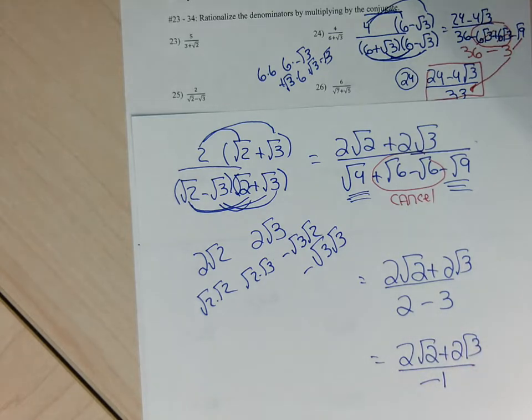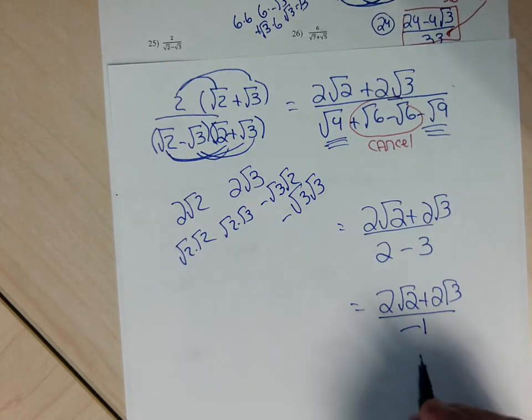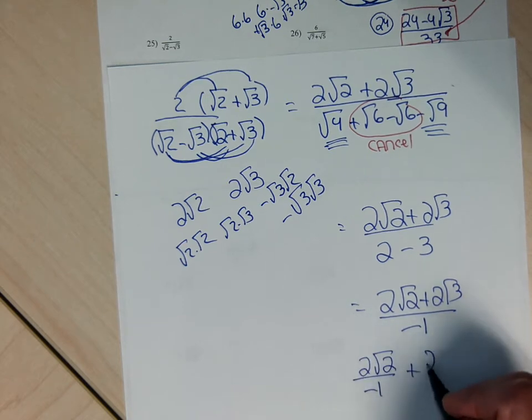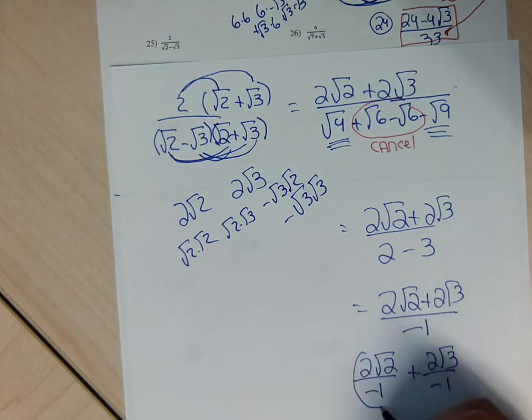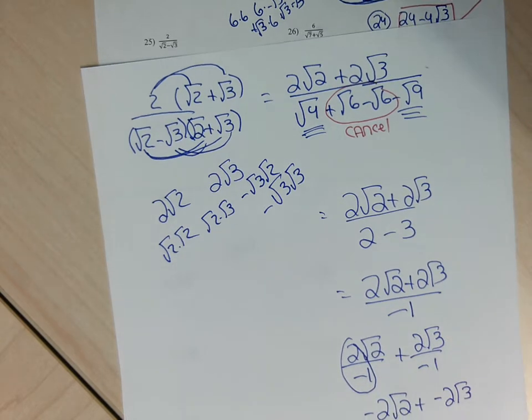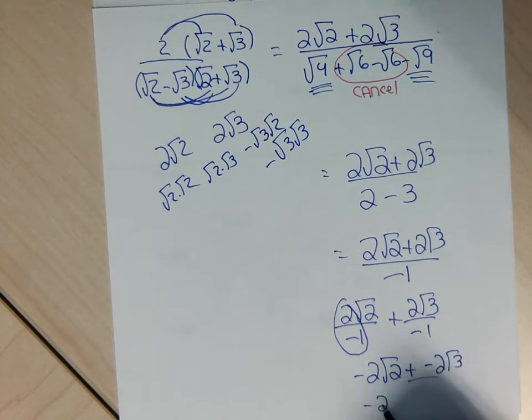My calculator won't leave that for an answer. My calculator will do this. My calculator will say, well, this is really the same as 2 square root of 2 over minus 1 plus 2 square root of 3 over minus 1. It will divide 2 by minus 1 and get minus 2. It might give me that. And because plus a minus is the same as a minus, this is getting too deep.